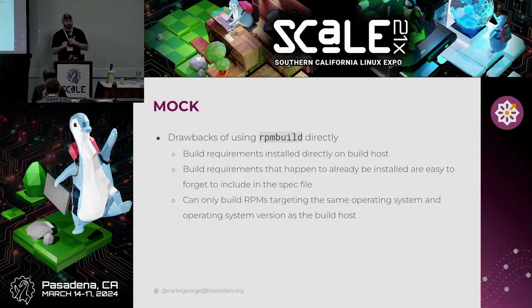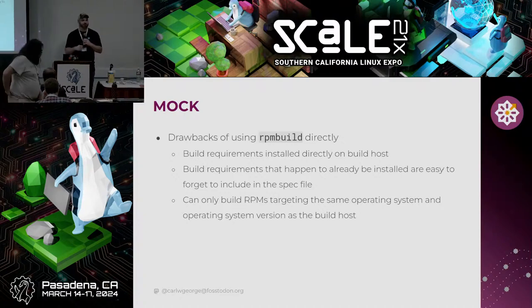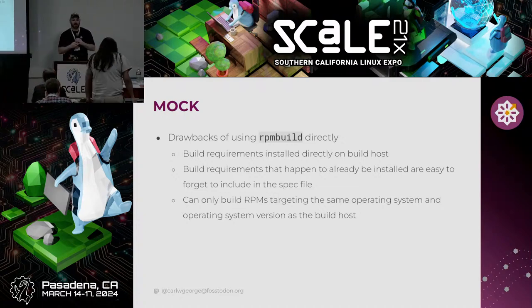You can also only build RPMs targeting the same operating system and operating system version as your build host. So your build host there in that lab is a CentOS Stream 9 system.